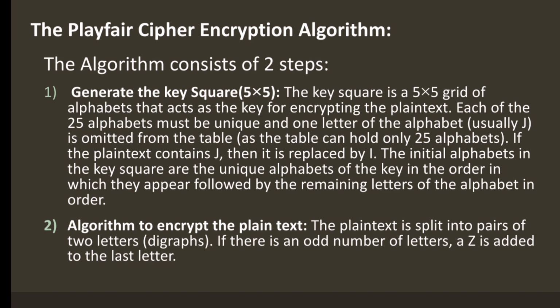The initial alphabets in the key square are the unique alphabets of the key in the order in which they appear, followed by the remaining letters of the alphabet in order. The second step of this algorithm says that the plain text is split into pairs of two letters. If there is an odd number of letters, a letter from A to Z is added to the last letter.